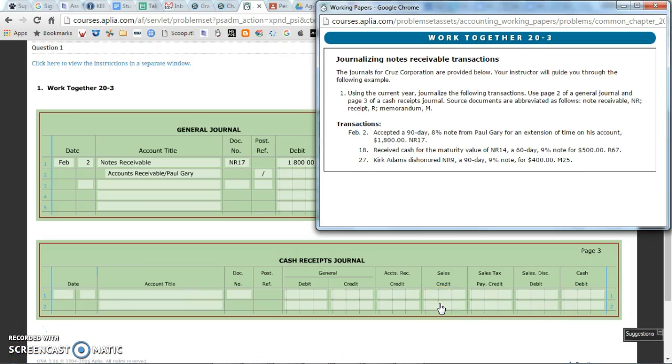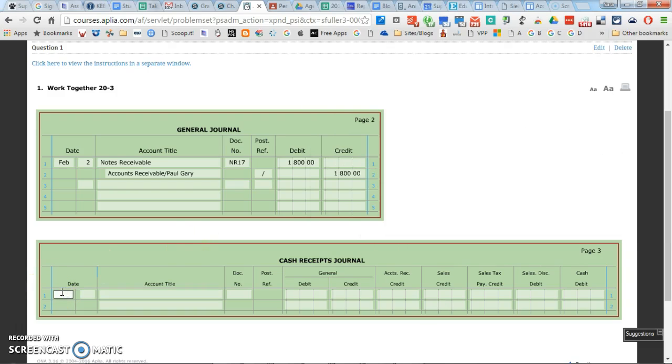Okay, our next transaction, February 18th, received cash from the maturity value of NR14, a 60-day 9% note for $500. So down in our cash receipts journal, February 18th, our account title is notes receivable. Document number is R67. The debit is $500. And then our next line is interest income. Okay, and this is going to be income because we are getting money from this note.